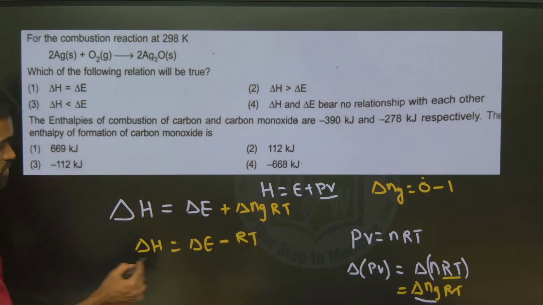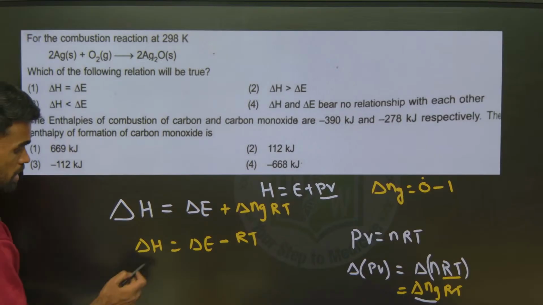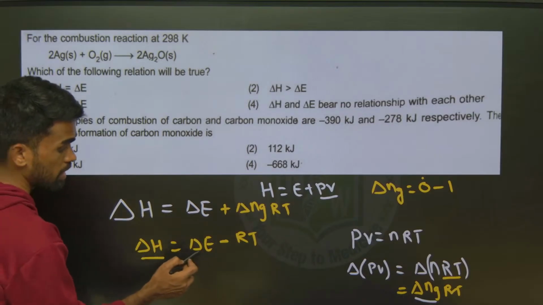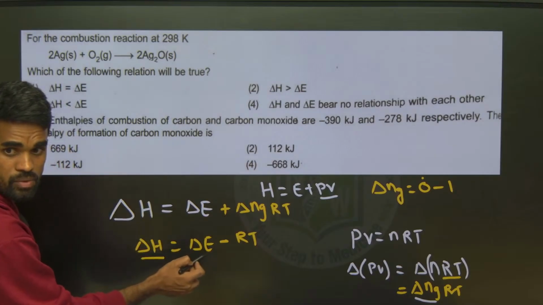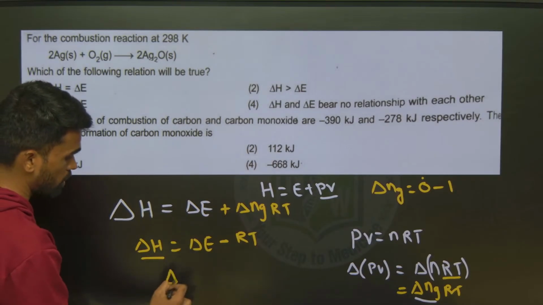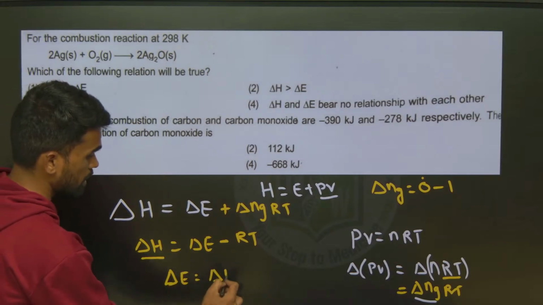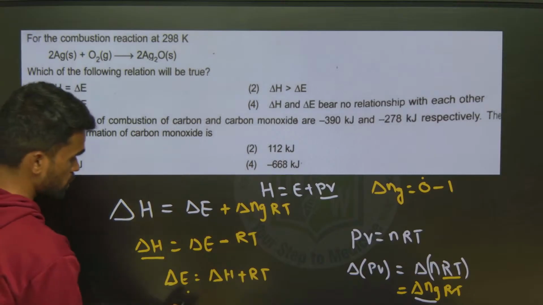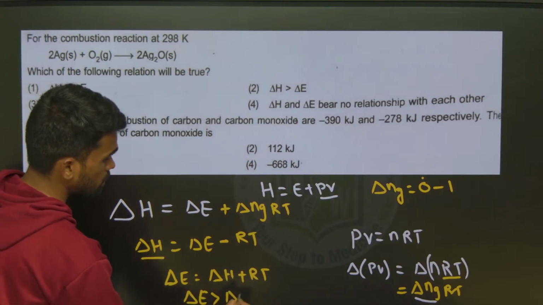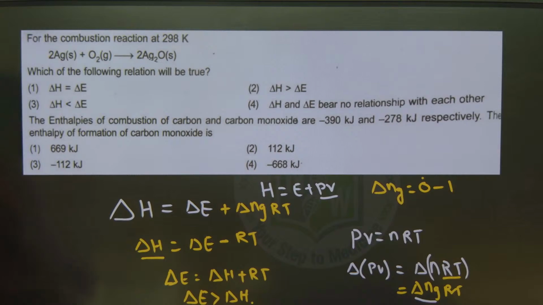Okay, so which is greater here? Delta H is equal to delta E minus RT. It means this is smaller than delta E. Okay, so if I want delta E, what will you make? Delta H plus RT. So which is bigger here? Delta E is bigger. So delta E is greater than delta H. So yeah, that's it.